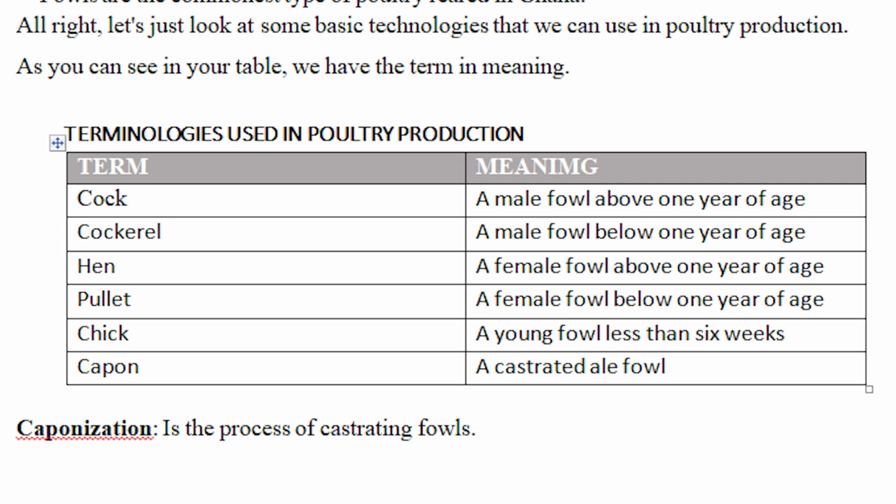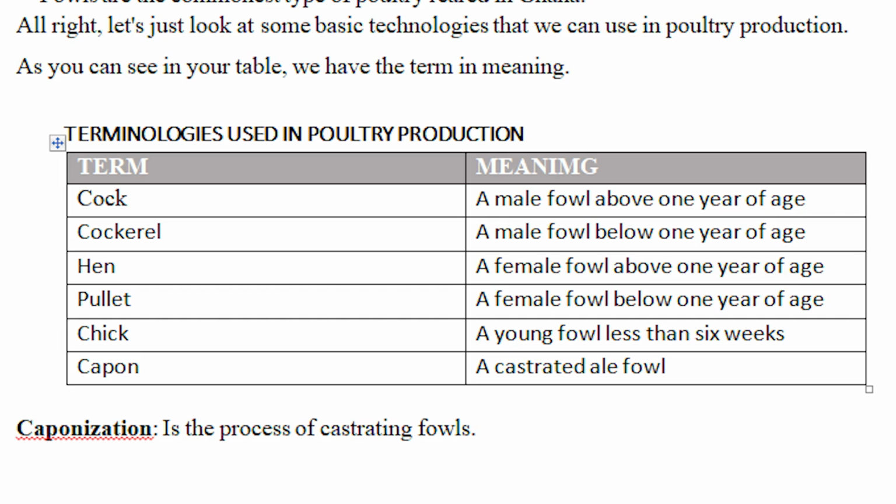All right, let us look at a subtopic called fowls or chicken and discuss it in detail. Fowls are the most common type of poultry reared in Ghana. All right, let us look at some basic terminologies that we can use in poultry production. As you can see in your table, we have the term and meaning.